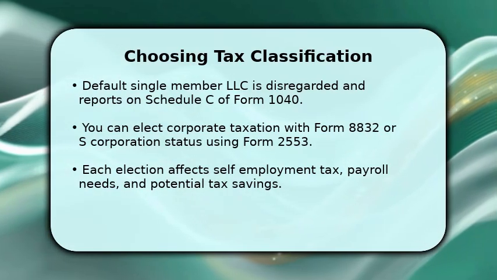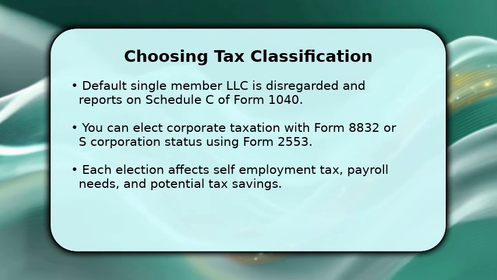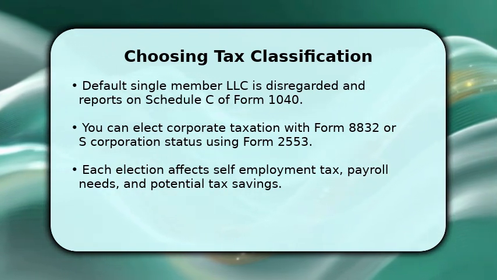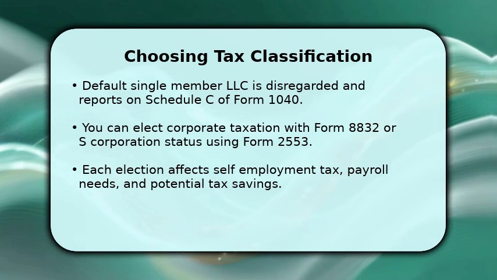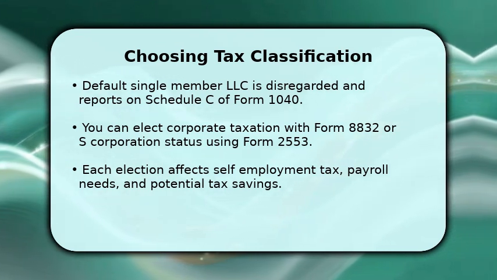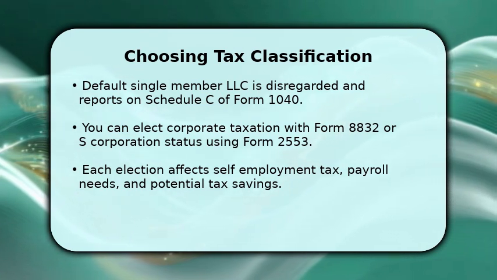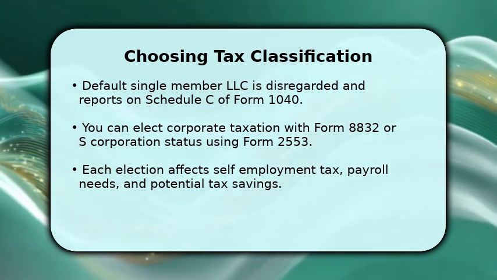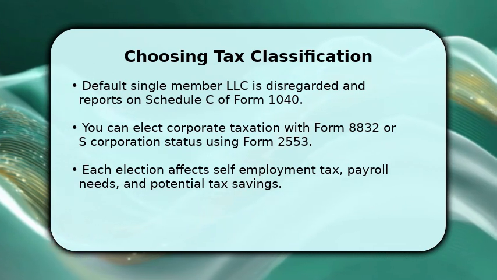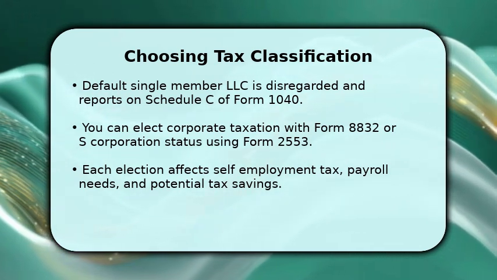Choosing tax classification affects how you report income and pay taxes. Default single-member LLC is disregarded, so income flows to Form 1040 via Schedule C. However, you can elect corporate taxation using Form 8832 or S Corporation with Form 2553.